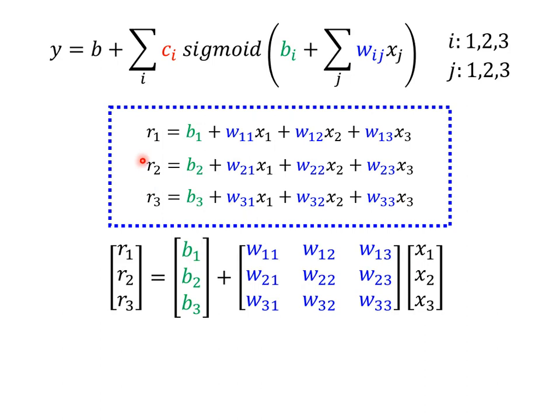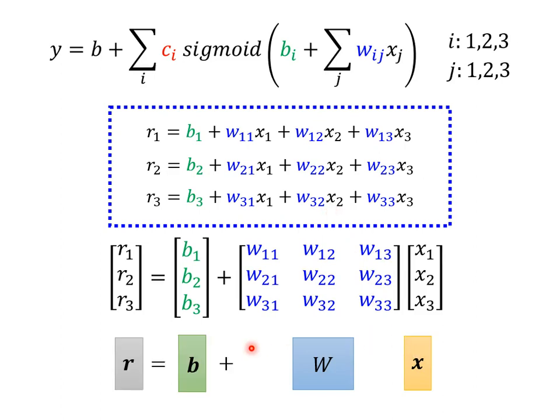Then these three formulas can be simplified so that there is a vector called x. This x is multiplied by a matrix called w. There are 9 values in this w, which are the 9 weights here. x is multiplied by w, and then b is added to get the vector r. What is done here is exactly the same as what is done here. There is no difference between them. It's just a different way of expression.